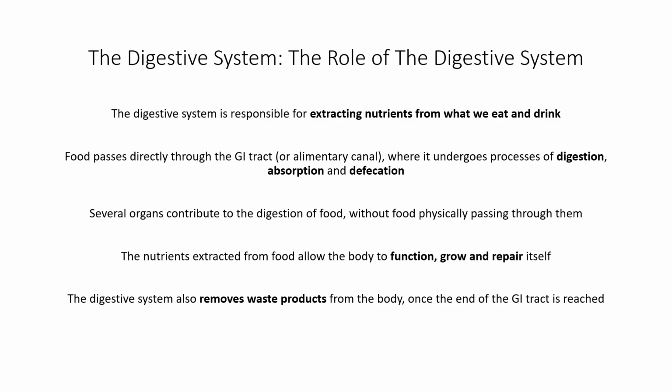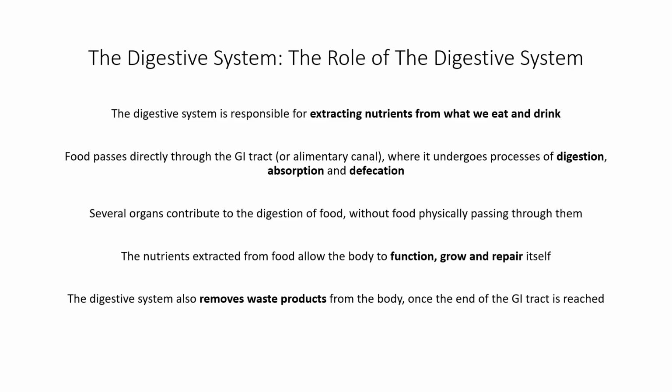There are several organs that contribute to the digestion of food. Thinking back to the previous slide, these may be things such as the liver, the gallbladder or the pancreas, and this is without food physically passing through them. These organs will secrete chemicals that will help to break down food, and these can be done within the stomach or the small intestines and the large intestines, because food is a continuous breakdown through the whole of the digestive system. The nutrients extracted from our food allow the body to function, grow and repair itself.